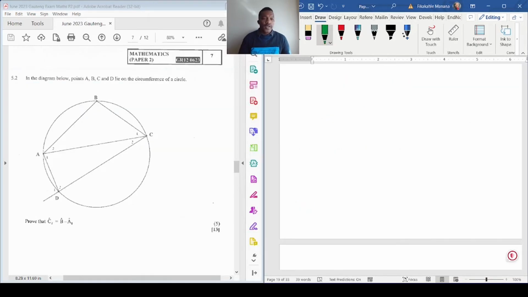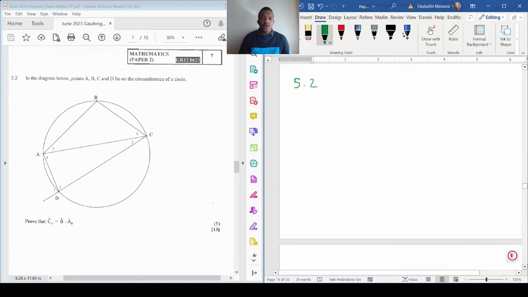That's it. Okay, let's look at question 5.2 now. So 5.2, it says, in the diagram below, the points A, B, C, and D lie on the circumference of a circle. So A, B, C, D, that's a cyclic quad because it's inside a circle. All right. So they say prove that C2 over there is equal to B minus A1.